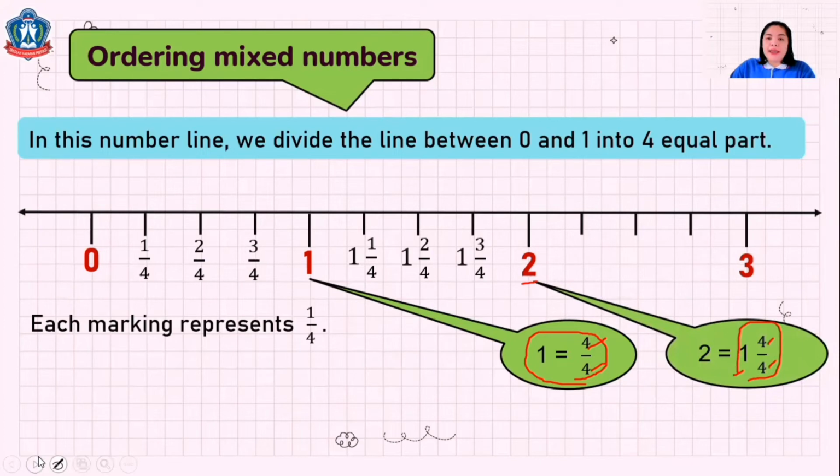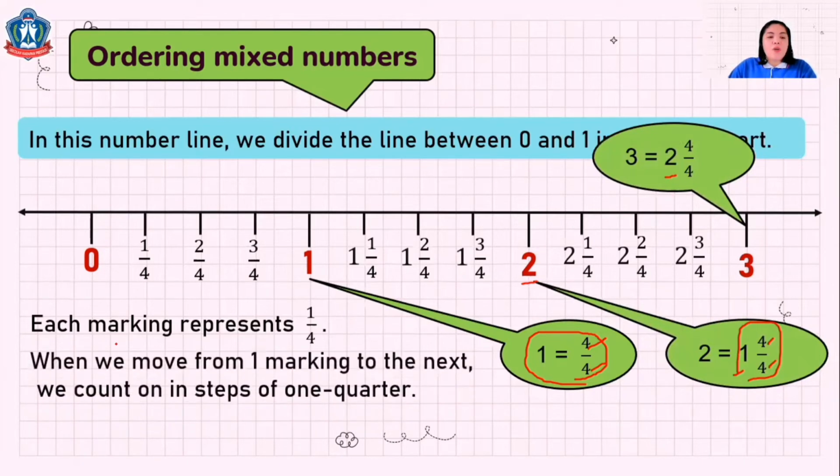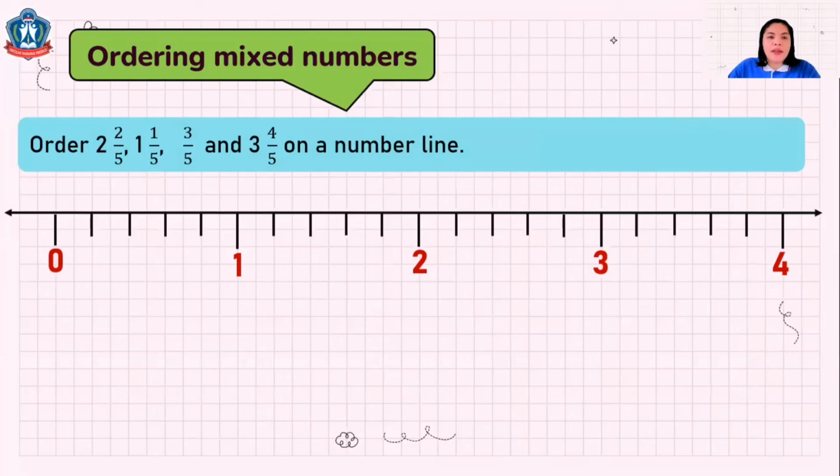After 2 is 2 and 1/4, 2 and 2 quarters, 2 and 3 quarters, then we have 3. 3 is equal to 2 and 4 quarters. So take note of this before. When we move from one marking to the next, we count on in steps of 1/4. So every time we move here, it is by 1/4. Now let's order these fractions on a number line.